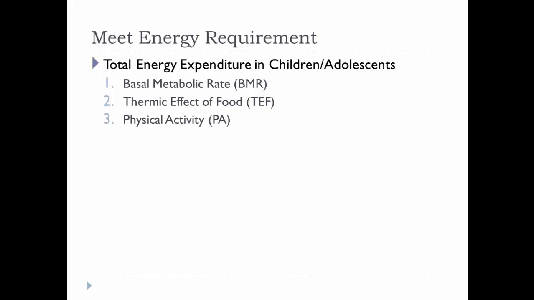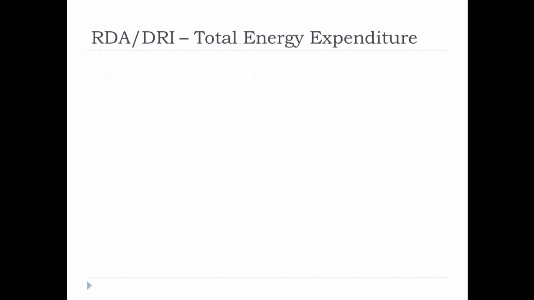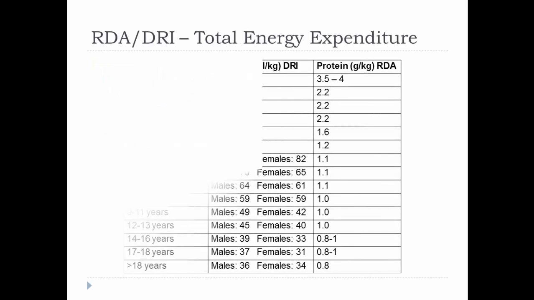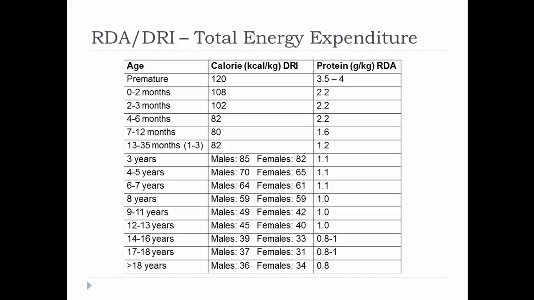To review, total energy expenditure, as we've learned, consists of three components for adults: basal metabolic rate, thermic effect of food, and physical activity. For children, there's an added component of calories required to support growth. The RDA is used to estimate total energy expenditure for children less than 3, and the DRI estimates energy expenditure for children greater than 3. And these numbers are for a normal, healthy, growing child.